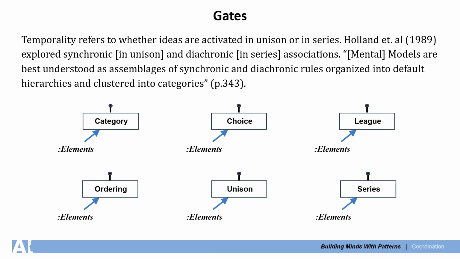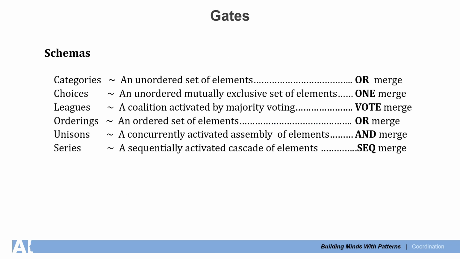These circuits are gates. Categories are an unordered set of elements. Choices are an unordered, mutually exclusive set of elements. Leagues are a coalition activated by majority voting. Orderings are an ordered set of elements. Unisons are a concurrently activated assembly of elements. And series are a sequentially activated cascade of elements.